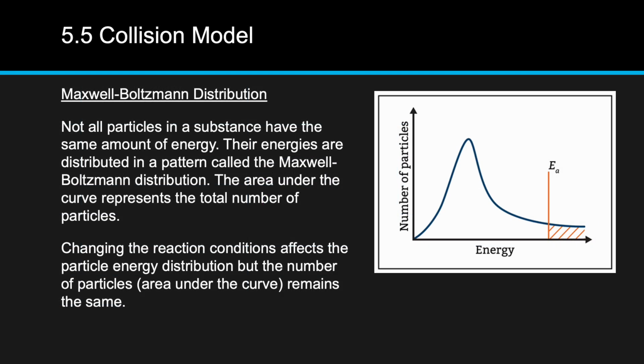The Maxwell-Boltzmann distribution shows that particles in a sample do not all have the same energy. Instead, their energies are spread out across a range. So on the graph, the area under the curve represents the total number of particles, and that total stays the same even if conditions change. The vertical line labeled EA represents the activation energy, and only the particles with energies to the right of EA have enough energy to react during a collision. Changing reaction conditions, especially temperature, changes the shape of the distribution and affects how many particles have enough energy to produce successful collisions.